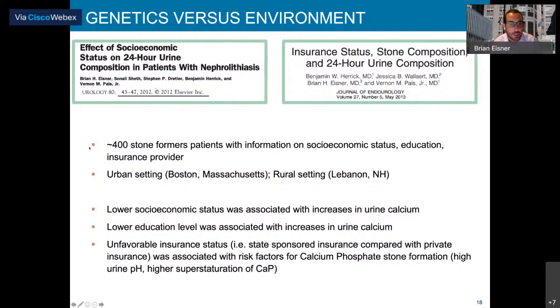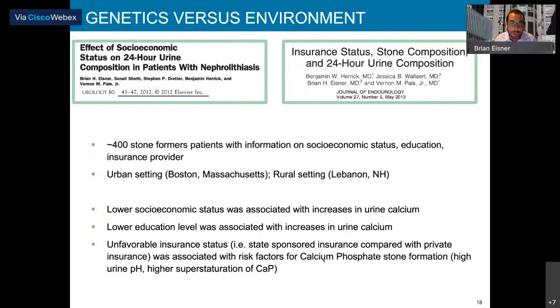And what we found was that lower socioeconomic status was actually associated with higher urine calciums. Lower education level was actually associated with higher urine calciums. And in the US, what we would consider unfavorable insurance status, so these are people who are able to afford only the lowest levels of insurance, were actually associated with increased risk factors for calcium phosphate stone formation, including higher urine pH. And we know that sometimes these calcium phosphate stones are very difficult to treat.